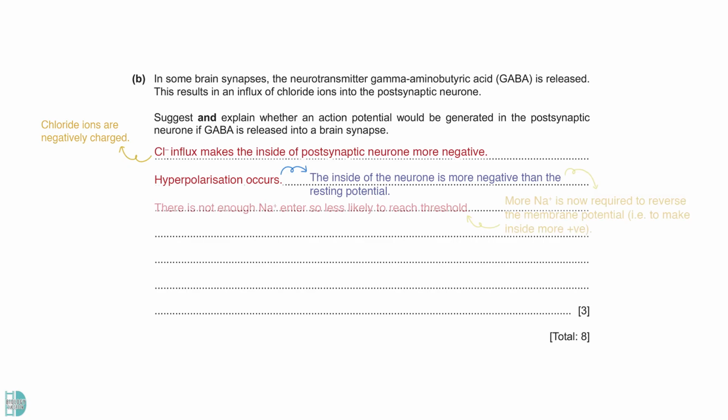More sodium ion is now required to reverse the membrane potential. When there is not enough sodium ion entering the neuron, it is less likely to reach the threshold. No depolarization of the postsynaptic membrane occurs since it does not become more positive inside. So, no action potential will be created.